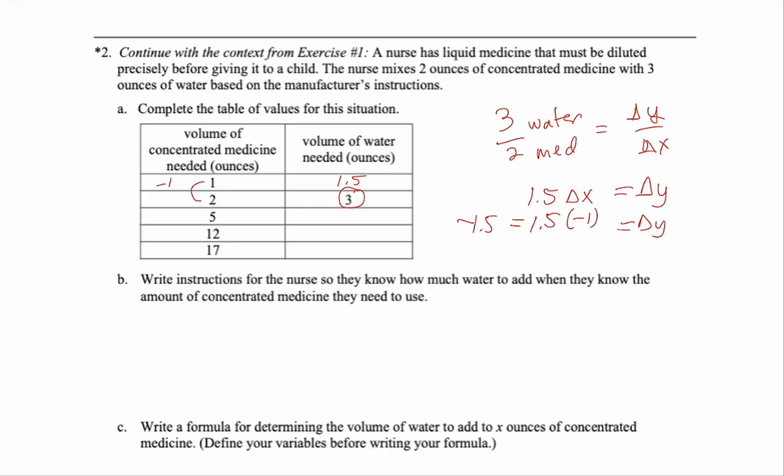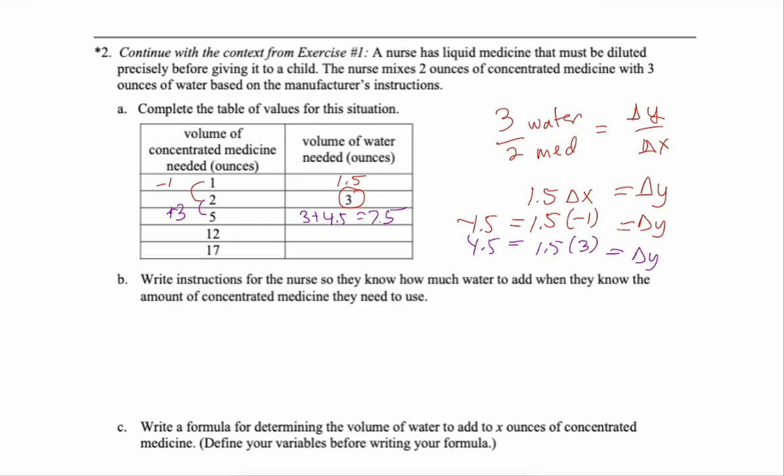Okay, now let's look at our change in x here. Our change in x here, what happened to that x? It went up 3. So our change in y will be 1.5 times +3, or 4.5. So it has to go up by 4.5. So just take 3 plus 4.5 to become 7.5. And we can keep doing that, okay?